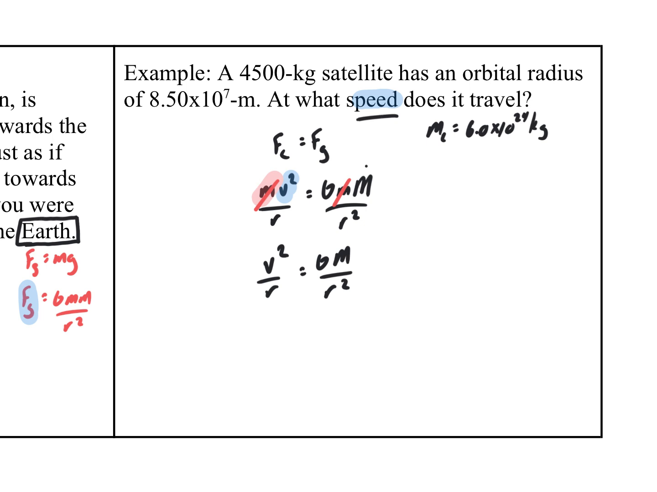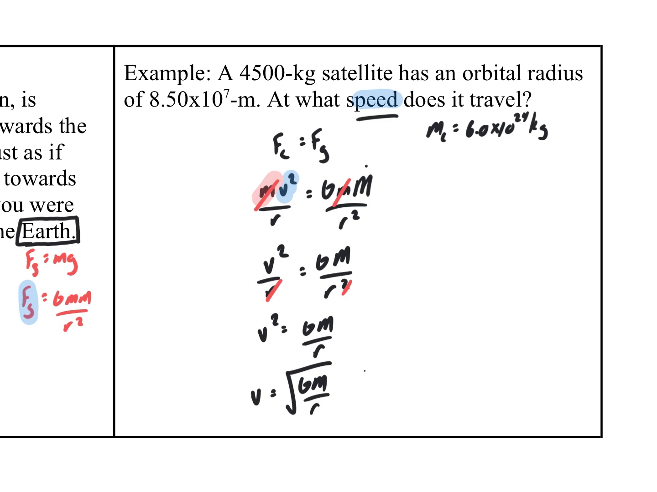And if we're pretty good at math, and I hope we are, we look at this and say one of these r's can cancel. Very cool. So I end up with this idea of v squared equals big G big M over r. And so I take the square root of that. And there's the mathy version of the answer there.